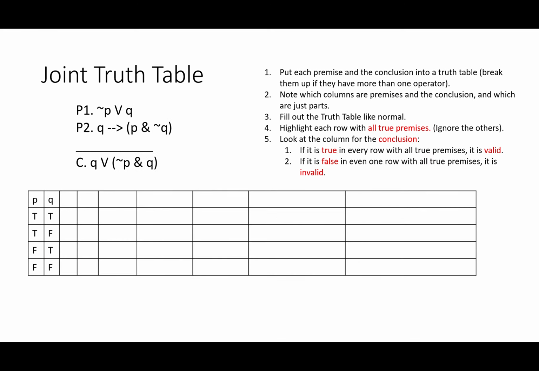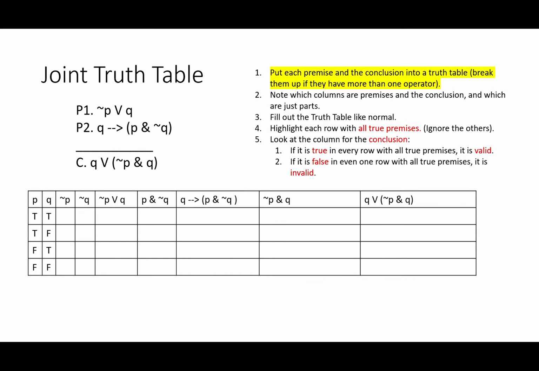Let's take a look at a somewhat more complicated argument. Premise 1, premise 2, and the conclusion have all been put into the table, and we've broken them up because they do contain more than one logical operator. We aren't going to take the time to go through every step because this part really isn't any different to doing a regular truth table.